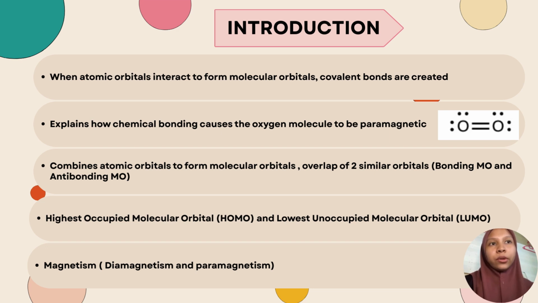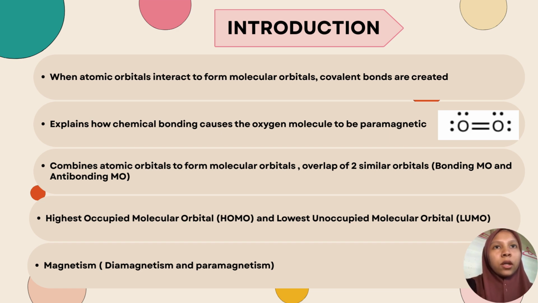Molecular orbital theory also states that the overlap of two similar orbitals will produce bonding molecular orbitals and antibonding molecular orbitals. In molecular orbital theory, we can also determine the magnetism of a molecule, whether it is diamagnetic or paramagnetic. Other than that, HOMO and LUMO can also be determined by molecular orbital theory.